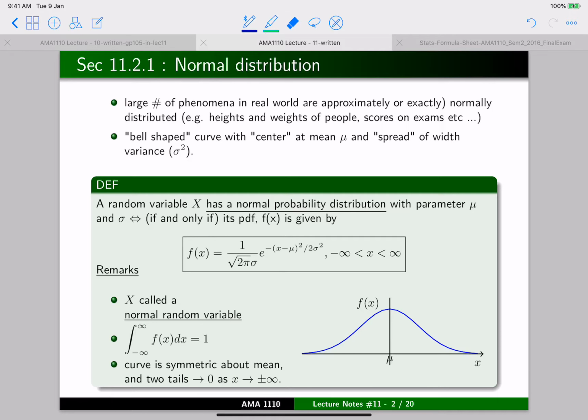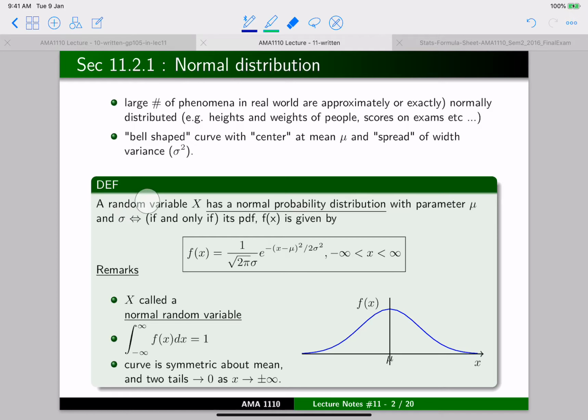What's a normal distribution? Well, a large number of phenomena in the real world are approximately normal, or exactly normal. For example, the random variables of heights of people, or weights of people, or even scores of exams, birth weights of babies. They all have a common characteristic of being bell-shaped, with a center of mean mu and spread or variance sigma squared.